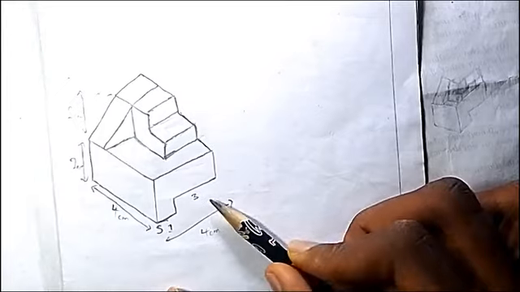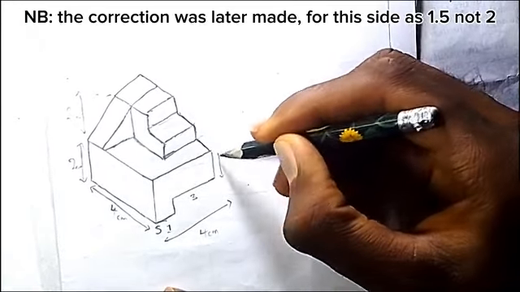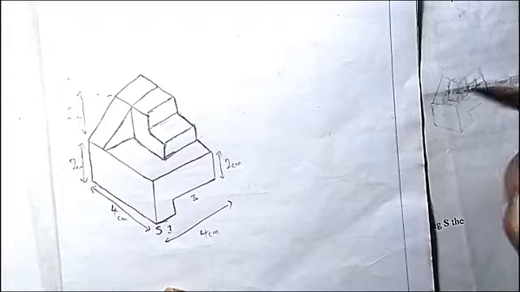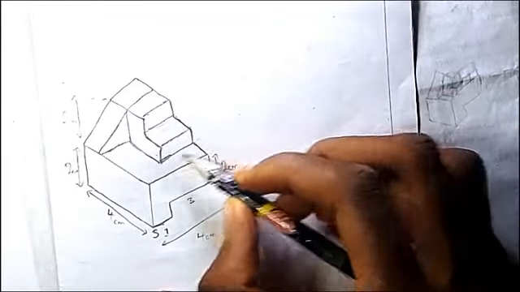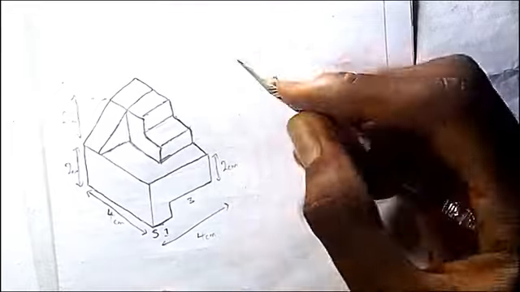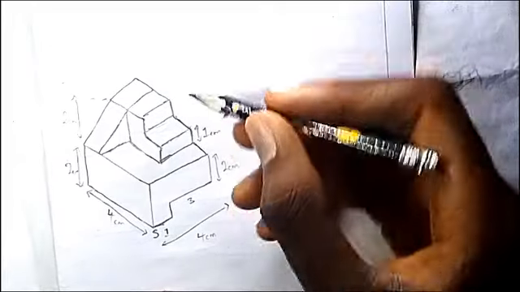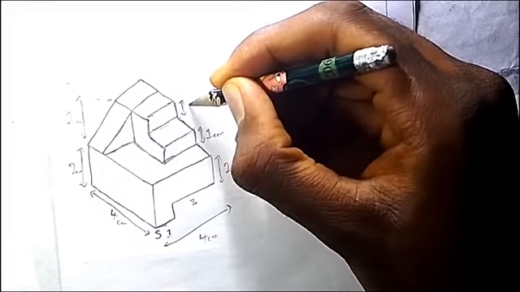Then let's go to the side. The side we're having here as 2 cm as the height. Then we're having here as 1 cm. That's this part. Here is 2, here is 1. Then this other part, the top, the last part will be 1 cm.